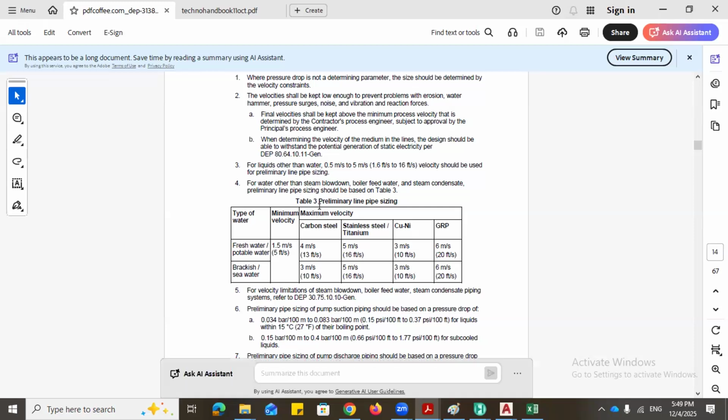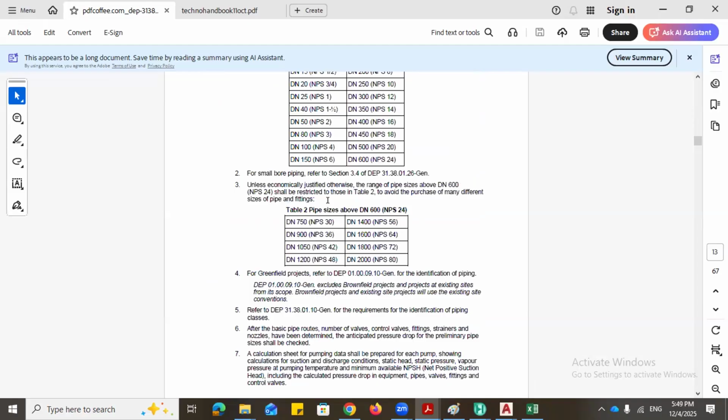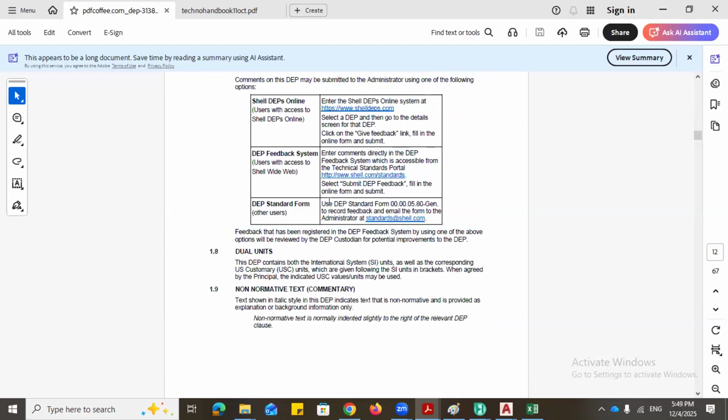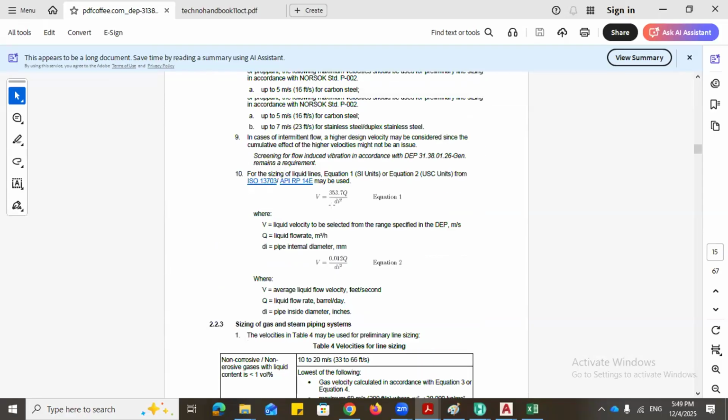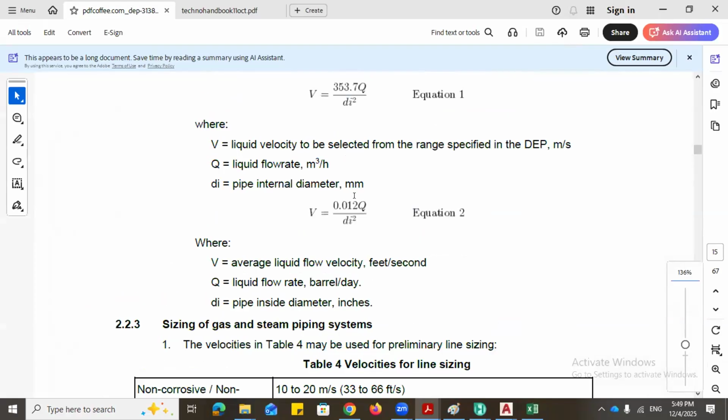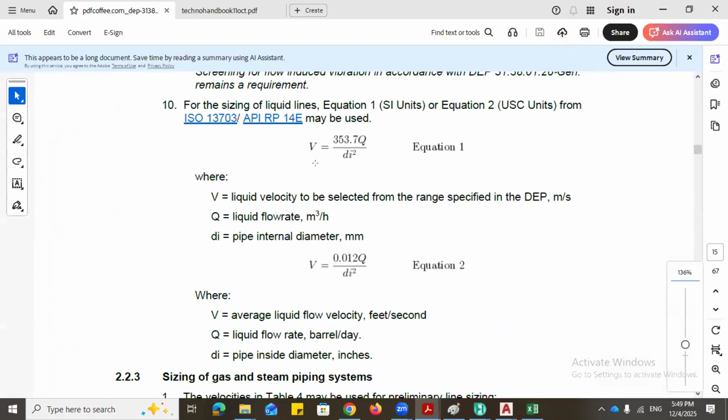So imagine you want to size this line. Let me show you this formula. Is the formula not here? Okay, this is the formula. Let me increase it. Let me now show you where we are going to use our heat and material balance parameters. Equation 1, I guess this is for ISO, right? ISO is in SI units, right? Okay, this is for ISO.